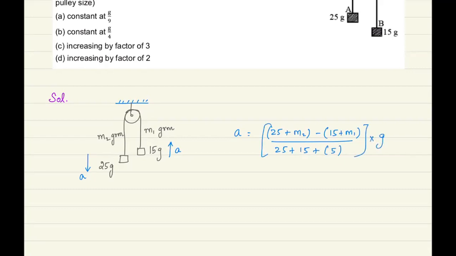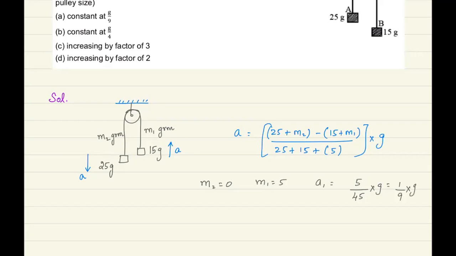At the initial moment, m2 will be 0 and m1 will be 5. So you find the initial acceleration, let's call that a1. You substitute, and the numerator becomes 25 minus 20, that is 5, divided by a denominator of 45, into g. So this is going to be 1 by 9 into g, and that is the initial acceleration.